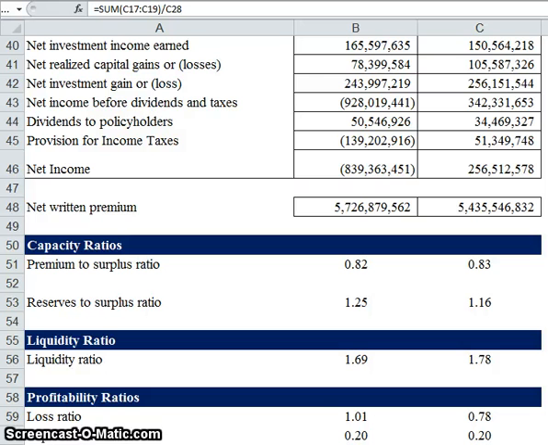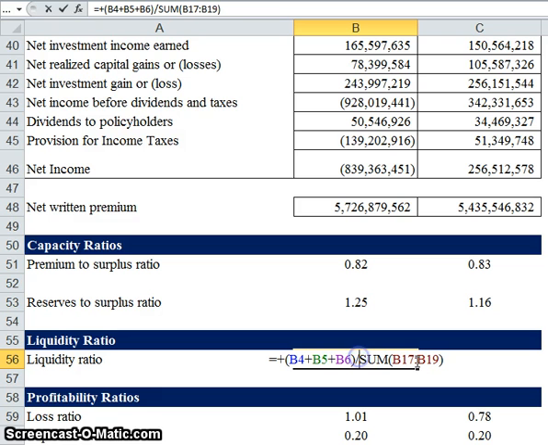While there's no benchmark per se for this particular ratio, generally, companies writing long-tail liability coverages will have a higher result than those writing short-tail lines like property, since liability reserves are on the books longer and are subject to less volatility. Barnley's 1.25 and 1.16 ratios are really quite low, meaning they are not highly leveraged and they have strong capacity. Let's move on to the liquidity ratio.